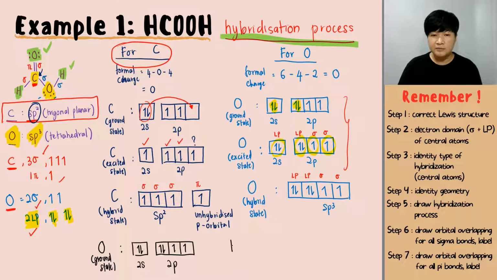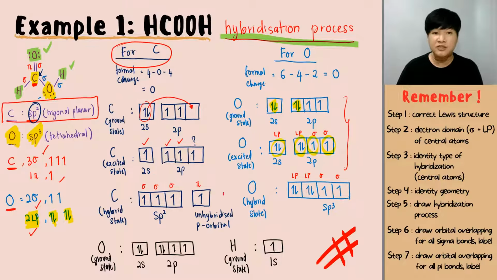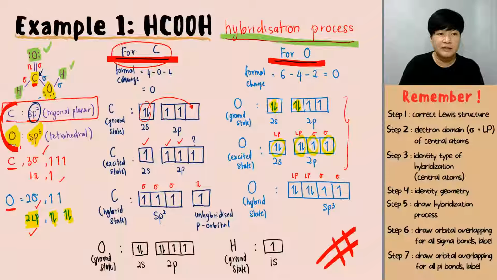And we have another terminal atom which is hydrogen. So the hydrogen ground state is the simplest ever that we have, because the valence electron of hydrogen is located in 1s1. Okay, and this is the complete hybridization process for both central atoms, carbon and oxygen. Since we have two central atoms over here, therefore we need to write the hybridization process for both of them. Okay, and next we will be going into orbital overlapping.